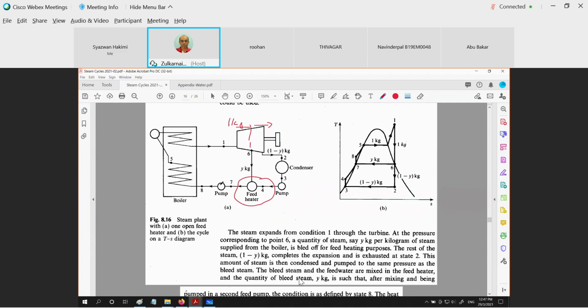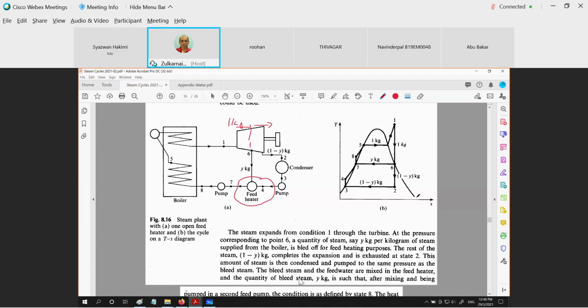Then going to the second stage pumping process, where it will pump from the intermediate pressure up to the boiler pressure. Then going into the boiler, heat up until saturated vapor, and then going into the superheater, coming out as superheated vapor at state 1. And everything repeats again and again.